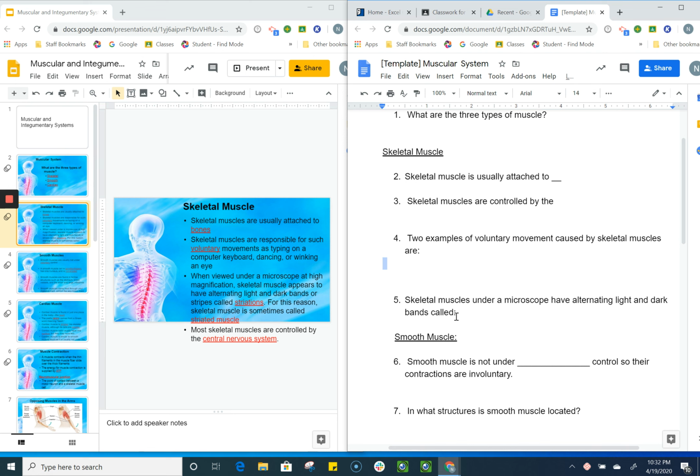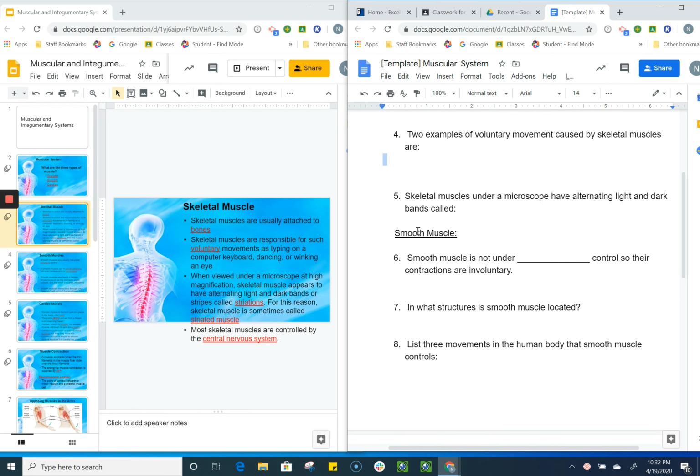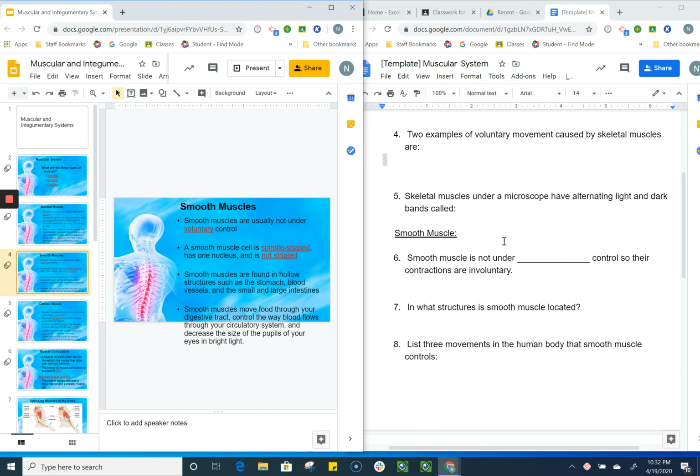Skeletal muscles under a microscope have alternating light and dark bands called striations. So that's your one type of muscle. Your next type of muscle is smooth muscle. Smooth muscle is not under conscious or voluntary control, so its contractions are involuntary. Smooth muscle is found in the stomach, blood vessels, and small and large intestines.